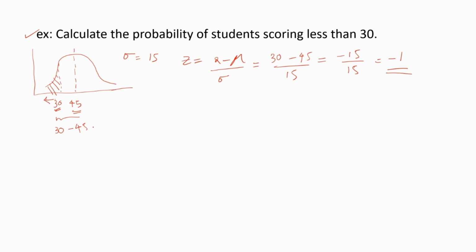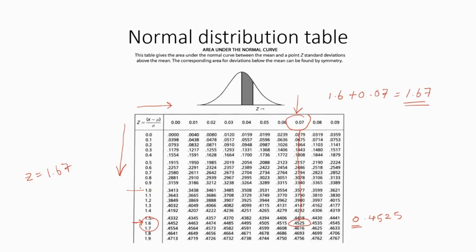But remember, the normal distribution table does not have negative values. So if you get a negative value, just find the probability for the same positive value. Now we have to find the value for positive 1, even though we got negative 1. Let's go to the normal distribution table. This is what we are looking for: 1.0 plus 0.00, which is 1. This is the value we need.